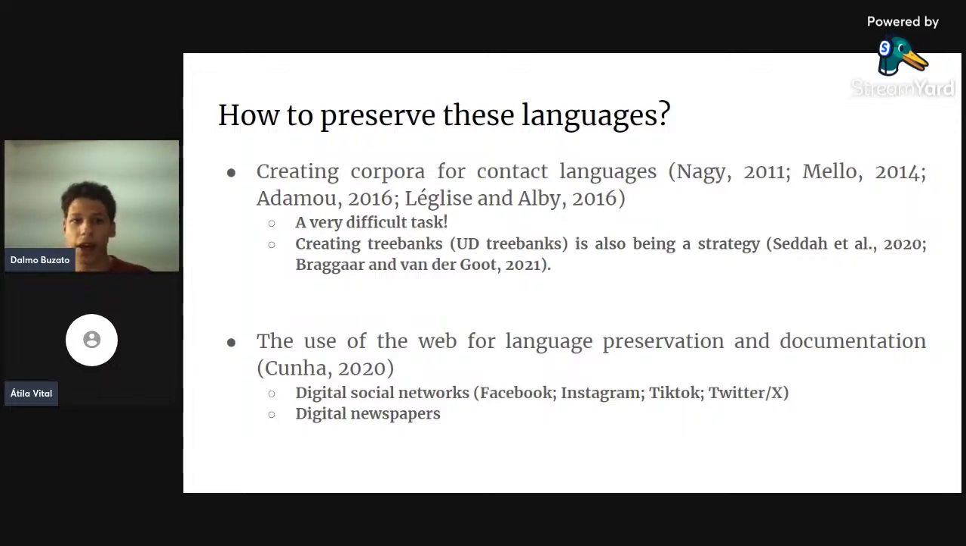In addition to this, some researchers, computer scientists, and computational linguists are trying to create treebanks that are machine-readable datasets. In this paper, we will talk mainly about Universal Dependencies treebanks to try to document these languages as well. But we can also use the web for language preservation and documentation. For this, we can extract data from digital social networks, for example, Facebook, Instagram, TikTok, X. But we can also have data from digital newspapers.